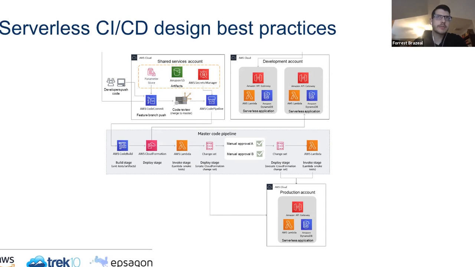We can integrate Lambda functions directly with a code pipeline, so you could invoke smoke tests, black box, end-to-end tests there if you wanted to. And then we'll want to create a CloudFormation change set for our code. You'll notice I've got a couple of manual approvals involved here as well. It depends on what your organization needs here. Some people have ITIL type requirements around change approvals, change boards.